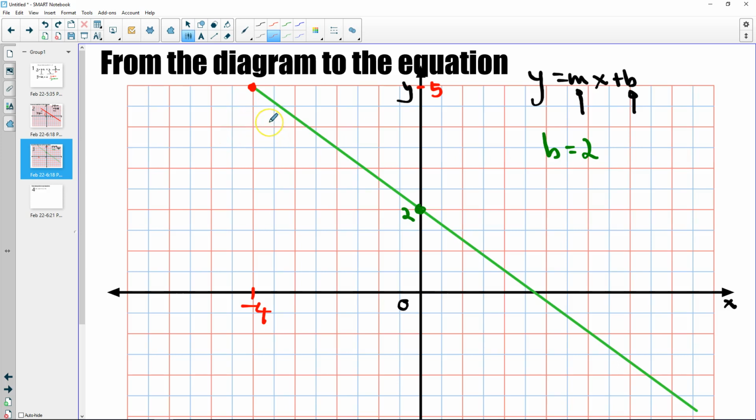Now, once we pick the point, our y-intercept is always going to be there. It's going to be a very useful point. I'm going to talk about the rise over run. The rise over run says, from one point going to the other one, I want to figure out how many spots we go up or down.